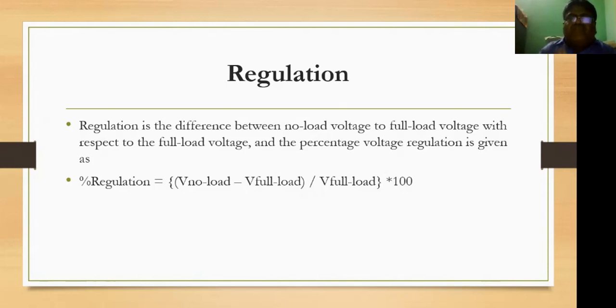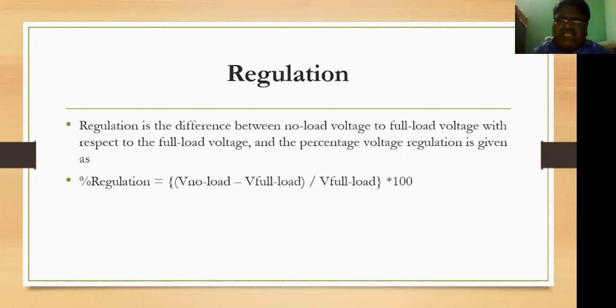Okay, that is the formula for finding the percentage of regulation. Please remember, find the regulation of the half wave rectifier and the regulation of the full wave rectifier. This formula is applicable to the half wave rectifier, the full wave rectifier and the bridge rectifier. How to find the regulation?